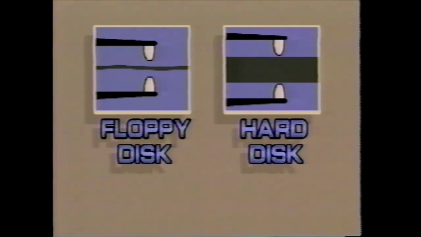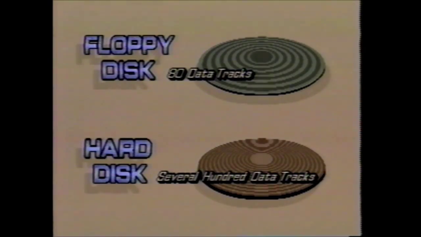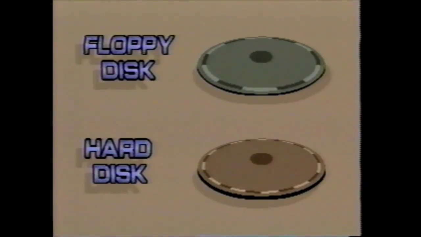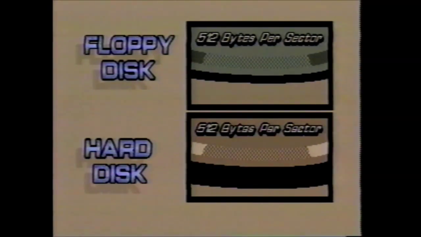Because the media is rigid, the heads can be positioned much closer to the platters than the heads for a floppy disk. The data, therefore, can be encoded much more densely. Where a floppy has only 80 concentric data tracks on its surface, a 3.5-inch hard disk may have over 600. The circular track is further subdivided into sectors, usually 20 or more, while the floppy has only 11. Again, this means more data per track for the hard drive. A sector always contains a block, or 512 bytes of data, on both the hard drive and the floppy.